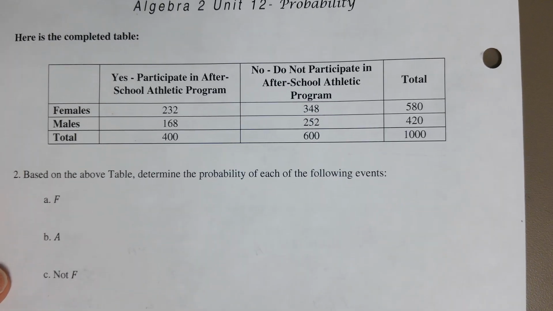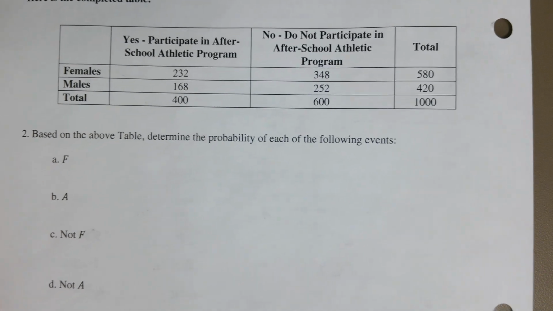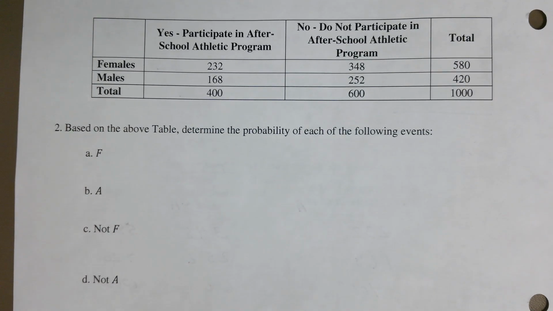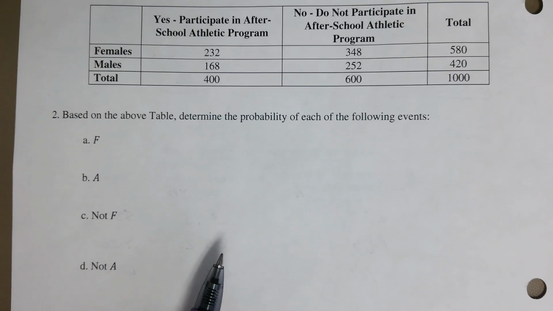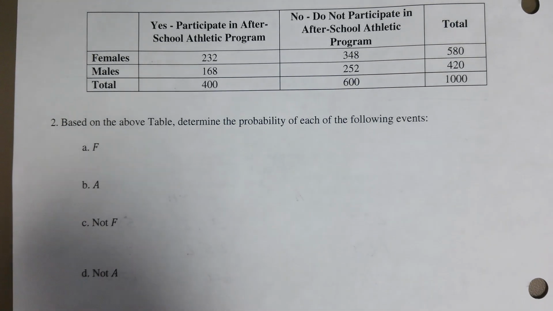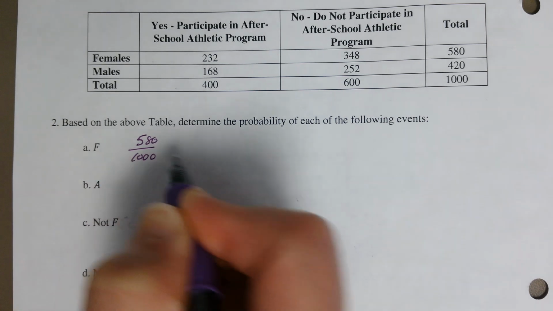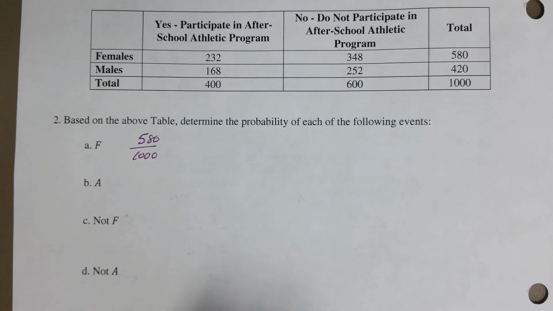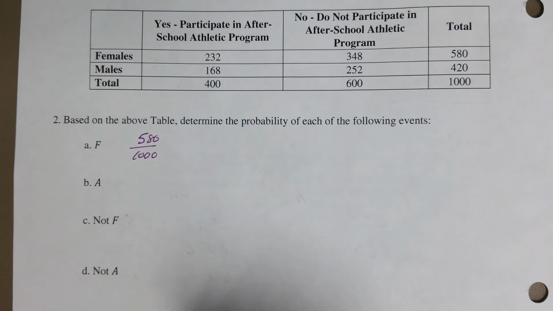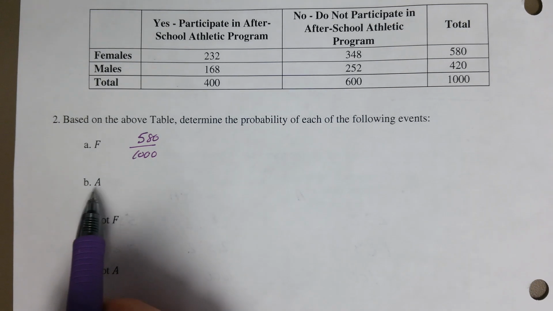Here's the completed table. Hopefully I was correct on the other side. Yes, looks good. Based on the above table, determine the probability of each of the following events. Probability of F. Female, that's 580 over 1,000. I'll leave it as that fraction. You don't need to reduce. You can if you want, or you can write it as a decimal or a percent.